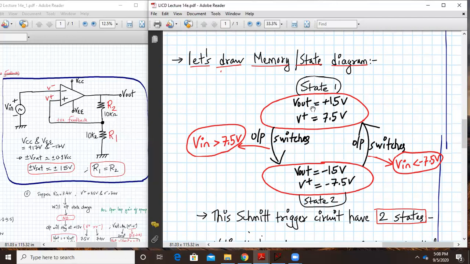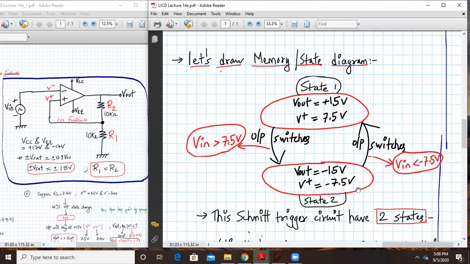And in order for it to change, in order to go from state 1 to state 2, V out is equal to minus 15 and V plus is equal to minus 7.5. So in order to go from state 1 to state 2, my V in has to be greater than 7.5 volts. Then only the output switches. So this is one state.